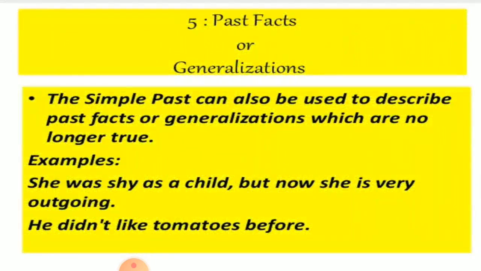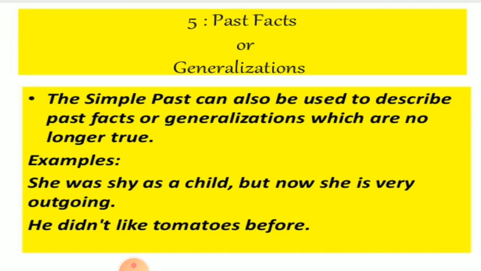Then it is used to indicate past facts or generalizations. The simple past can also be used to describe past facts or generalizations which are no longer true. Means in the past it may be true but now it is not true. To show that we are using simple past tense. Example: she was shy as a child but now she is very outgoing. Means at present she is not shy. She was shy in the past, so that is a past fact.